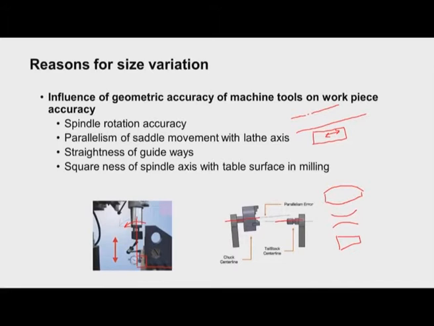And what about the straightness of the guideway? This lathe guideway may not be straight, so it may have some inaccuracies like this. Because of that also, the workpiece will be affected. And then squareness of the spindle axis with the table surface, that is what we discussed in this particular diagram.